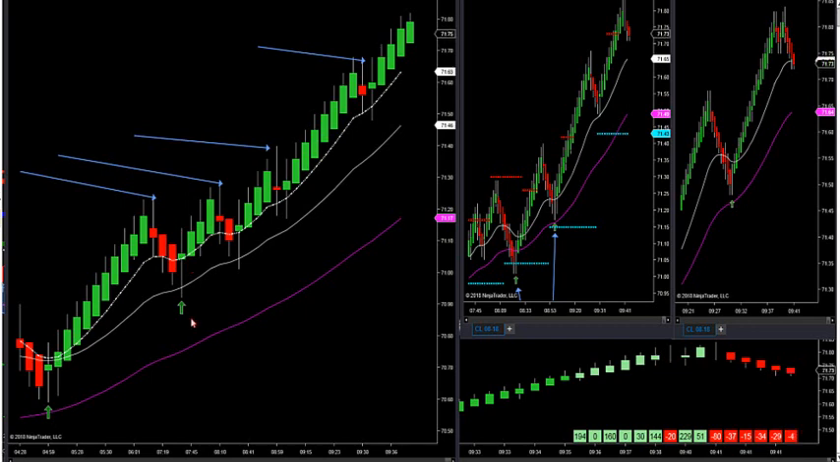I'm more concerned about finding when the market's going to pull back and gives a huge heads up where we're going to get an entry. We are now 4 for 4 on crude this morning off this technique. Let's take a look at it.